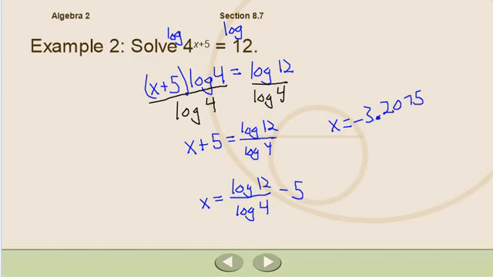And that's your answer. Now realize that means we can put this number back in. We know that 4 to the first is 4, 4 squared is 16, so we need whatever this x plus 5 ends up being to be between 1 and 2. And if we put that negative 3.2 in there, it will make it there. So it's just a mental check to make sure the answer makes sense.